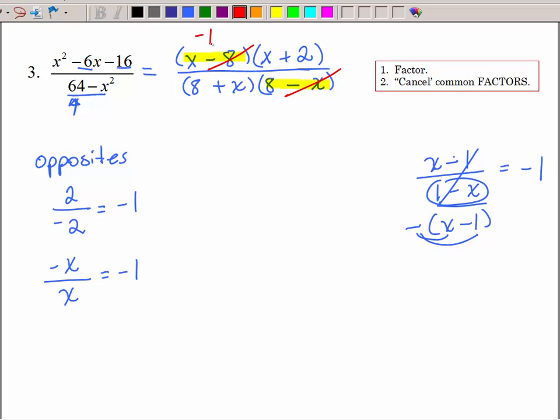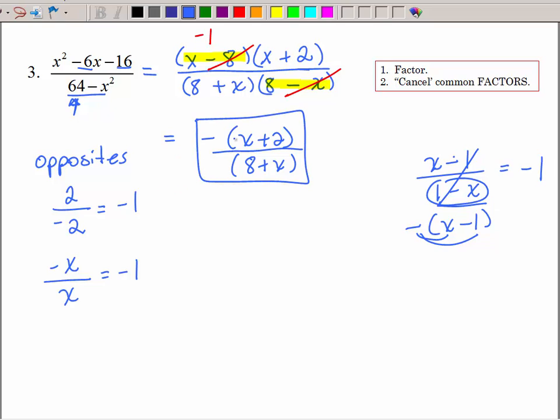Can you put that on the bottom? Yes, you can. I just like to put that negative 1 on top, just a habit. And so my answer is going to be negative 1 times x plus 2 over, you could write it as 8 plus x or x plus 8. It doesn't matter. But you've got to have that negative, and you have to be able to recognize those opposites.